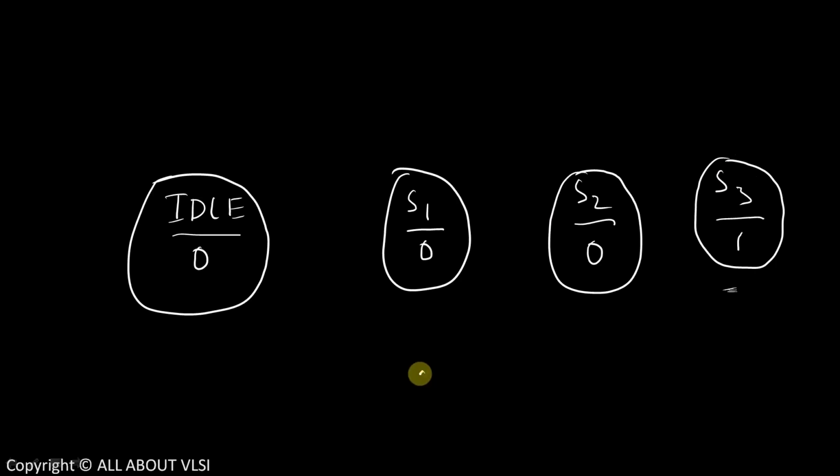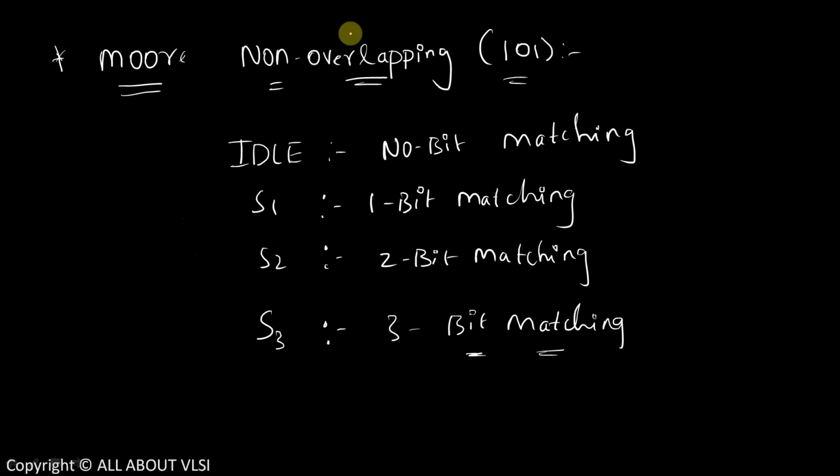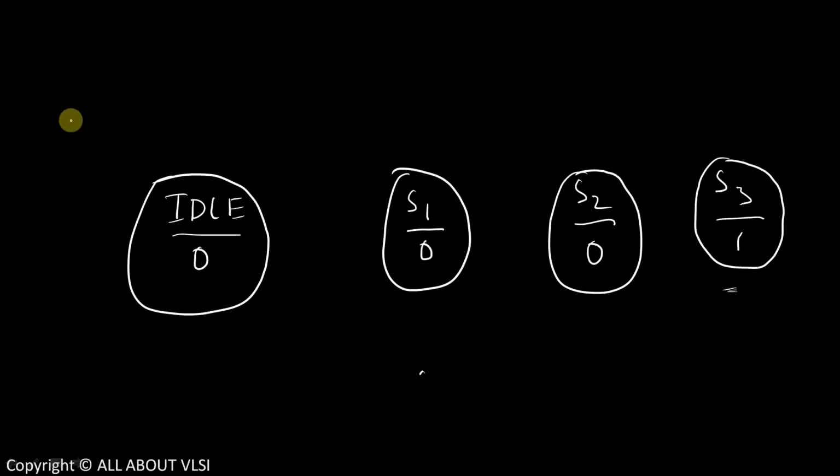Now, again the same pattern 101, and we are going to consider Moore non-overlapping. If we apply our reset signal, we will come to the idle state, and if our input is equal to 1, we will simply go to S1 state. But if our input is equal to 0 when we are in idle state, we are going to stay in the same state.